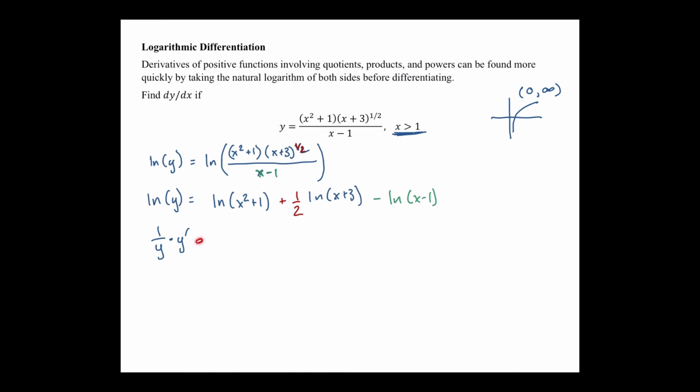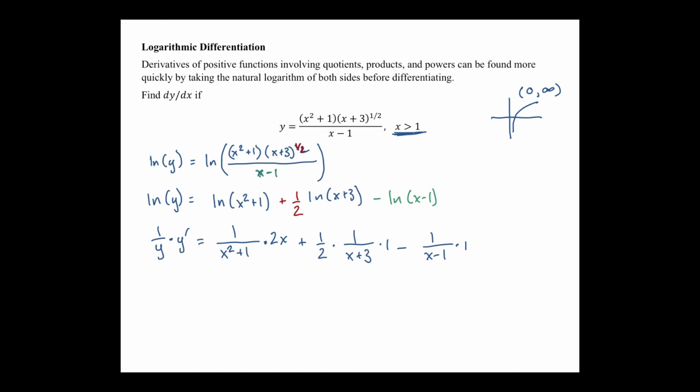So the derivative of the next term is going to be 1 over x squared plus 1 times 2x. The derivative of ln of x is 1 over x, but of course, keeping in mind the chain rule here, the derivative of the inner is 2x. Then we have plus 1/2 times 1 over x plus 3. Again, the derivative of x plus 3 is just 1, so if you want to write that just to see it for now. Then you have minus 1 over x minus 1. And again, times 1, the derivative of the inner function is 1.